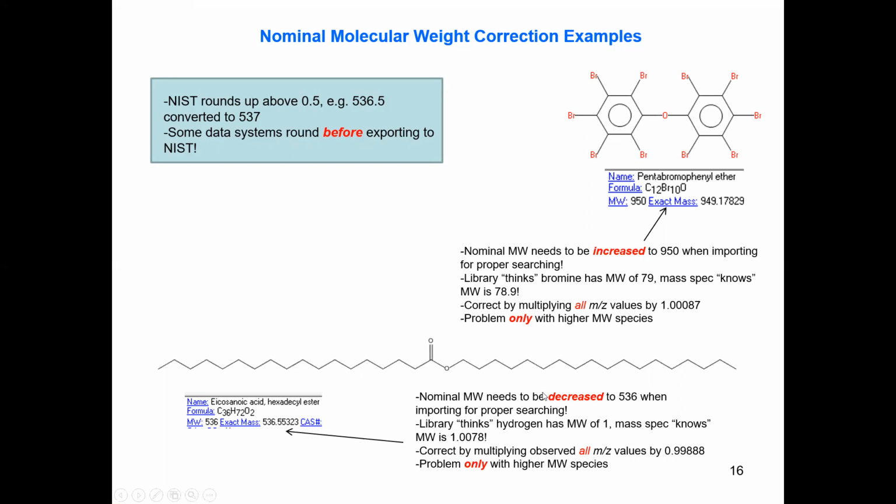And so if you have a lot of hydrogens, something that weighs more than 500, like here, you can see that the nominal mass is 536.55. It'll round that up to 537, and that's not good because the library spectrum will have 536 as the molecular ion. So what you need to do in that import menu is multiply all the values by 0.99888, and this will correct all your problems. If it weighs less than 500 or so, it will not be a problem whatsoever.